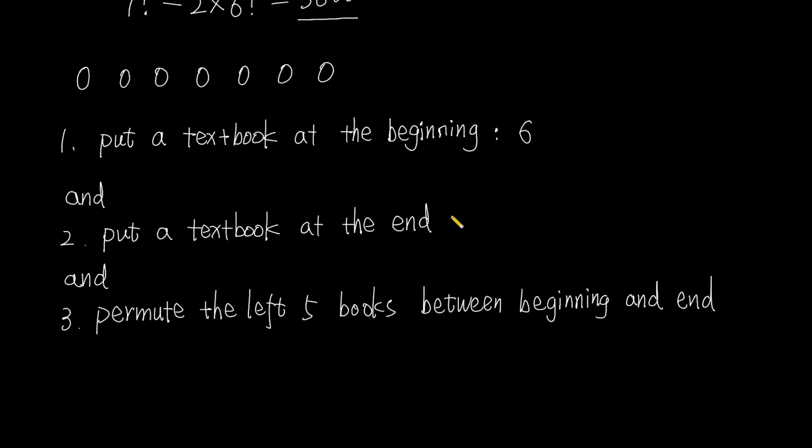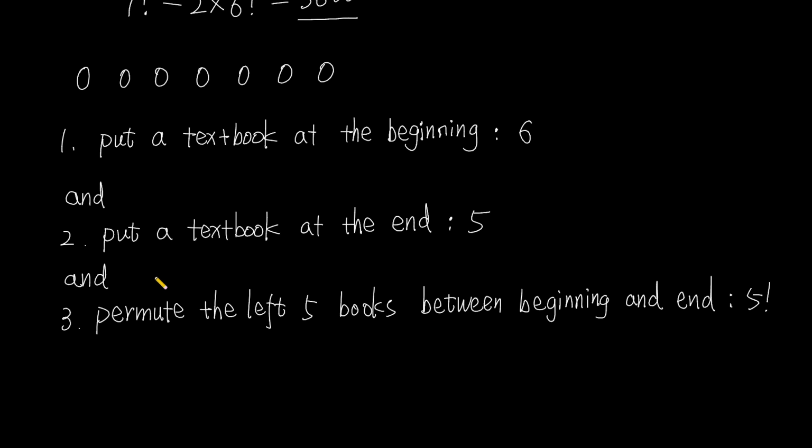And step 2, we have 5 choices, because we already put a textbook at the beginning, and we cannot choose the biggest textbook. So we have 5 choices to put a textbook at the end. And step 3, we permute the left 5 books. So we have 5 factorial ways to permute the 5 textbooks.